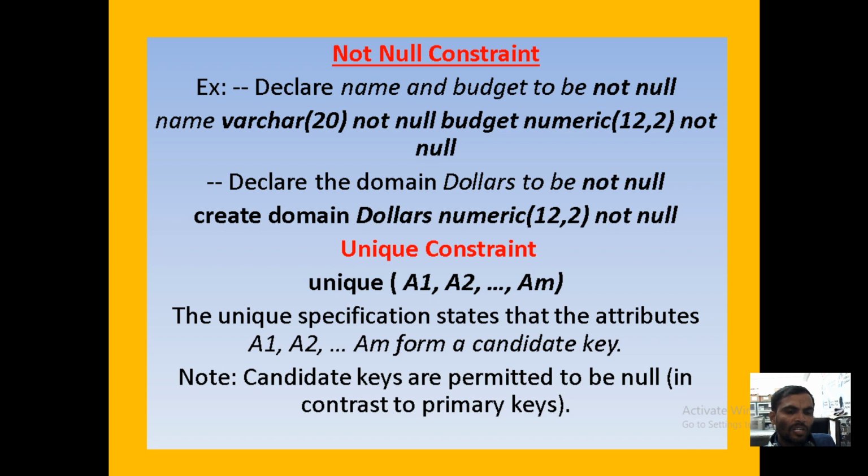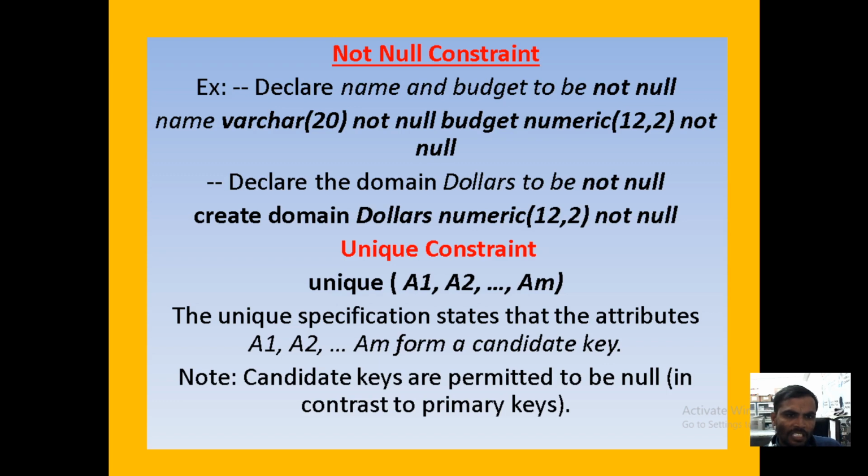Now if you want to declare the domain of dollars to be not null, actually we define it as a dollar. For the dollar we are defining not null. Now if you want to create the domain for the dollar numeric 10, we are giving the condition 12, 2, up to 10 digits, with 2 digits for the decimal, for not null.